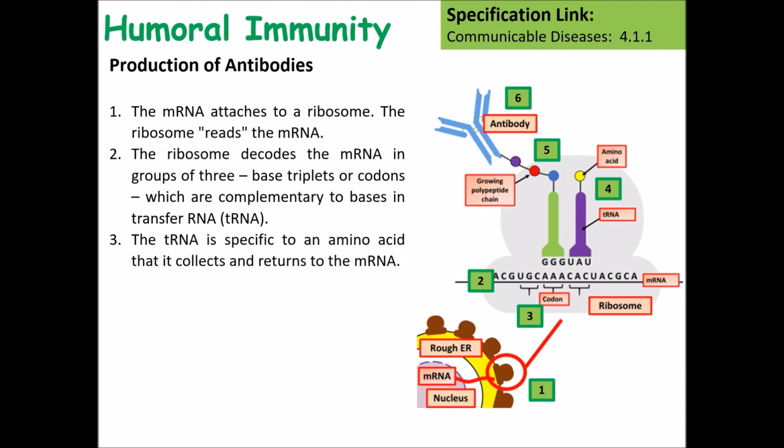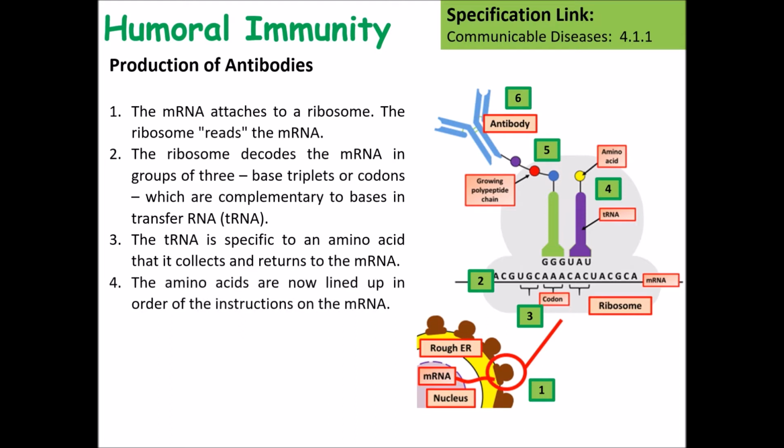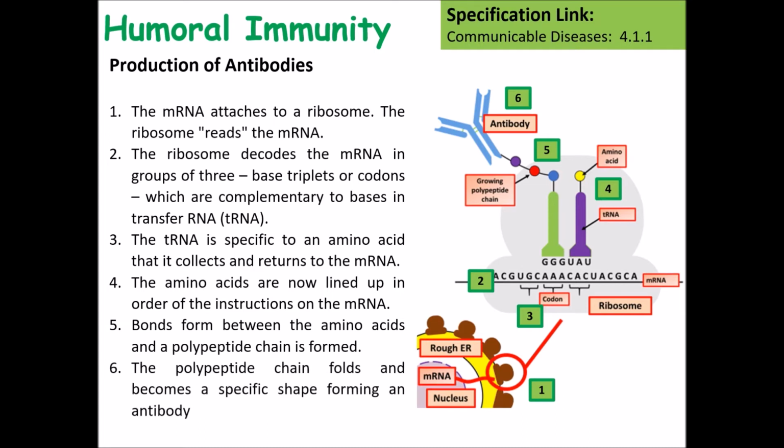So transfer RNA is specific to an amino acid and it can be used more than once. So it's bringing these amino acids to the ribosomes in the correct order. The amino acids are now lined up in the order as given by the instructions in the messenger RNA. Bonds form between the amino acids, forming a polypeptide chain, and this polypeptide chain folds up and becomes a specific shape, forming an antibody.